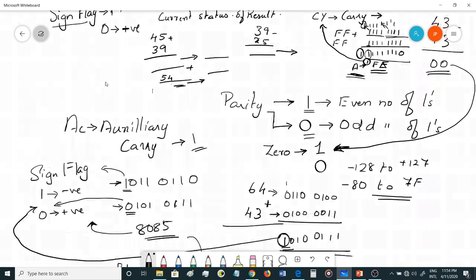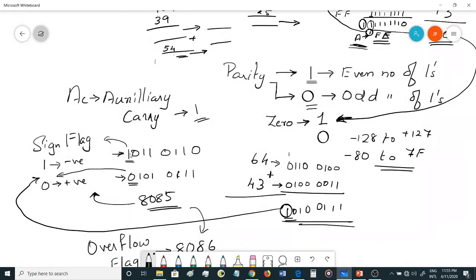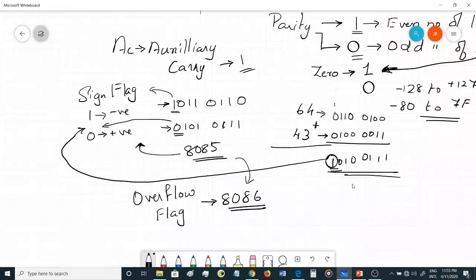The second problem is that whenever you do arithmetic operations in 8085, you need to make sure that you don't go out of the range of signed numbers. If you go out of the range of signed numbers, definitely there will be an overflow and your sign will be wrong. You will get the opposite sign of the actual result. We also looked at a small example. When we added 64 plus 43, the result should have been positive, but you got the result as negative. That is because there is an overflow. Overflow means you are going out of the range of 7F, or in decimal, plus 127. If you go out of this range, you will definitely end up getting the opposite sign.